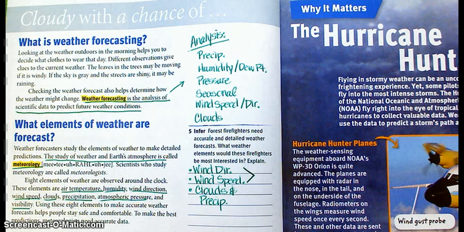Okay, so elements of weather. What elements of weather are forecast? The study of weather and the Earth's atmosphere is called meteorology. Scientists who study meteorology are called meteorologists. You're probably familiar with meteorologists because you've seen the weatherman on TV. He's a meteorologist. Okay, there are 8 principal elements of weather that are observed around the clock at certain stations.